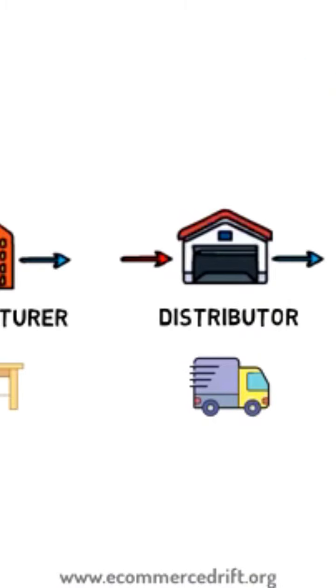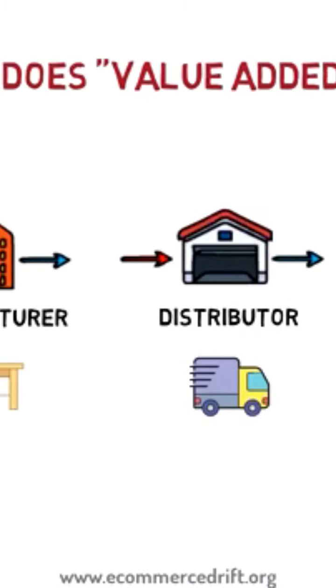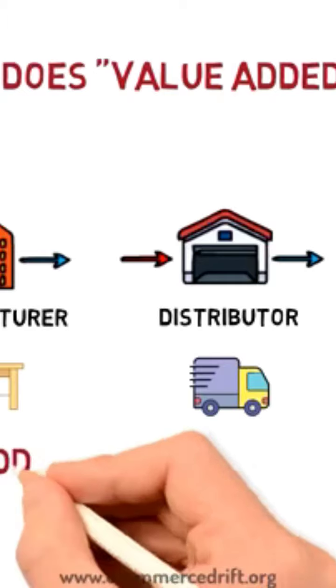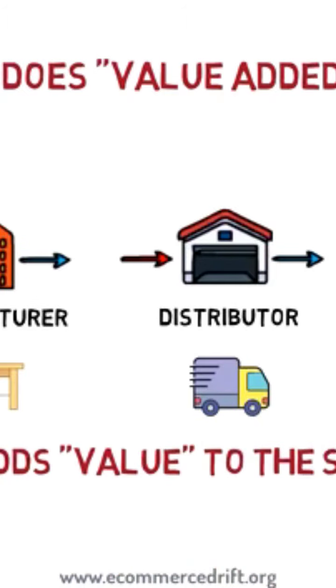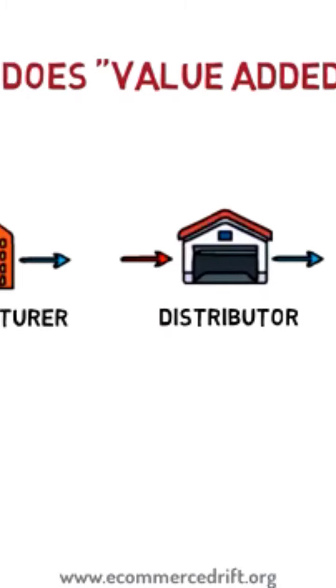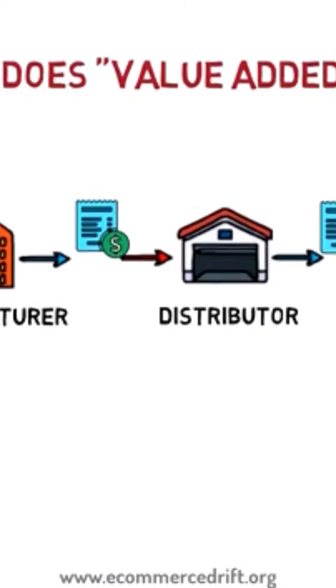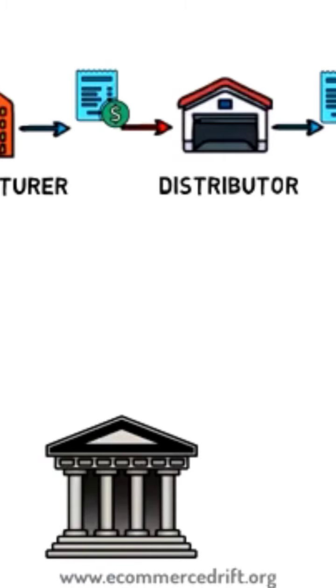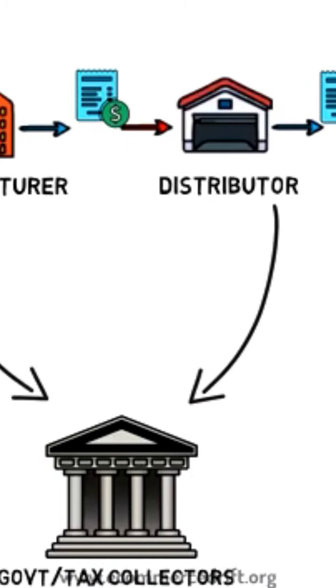So the second point is, what does value added mean? As you see, each one of the supply chain entities has a role, and that role is basically the value it's adding to the supply chain. Any transactions between the entities will be subject to VAT. These entities collect tax from each other and submit it to the government or tax authorities.